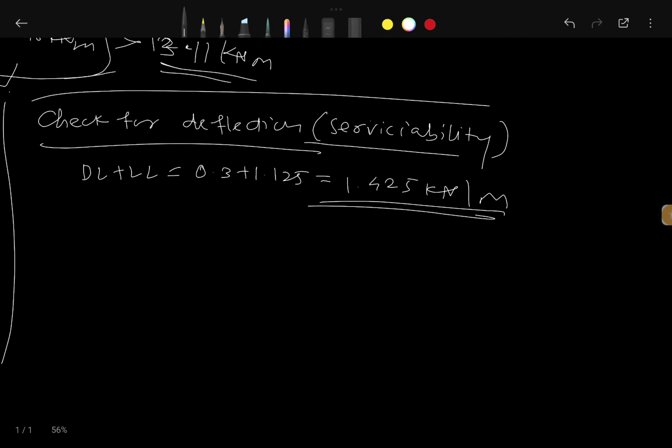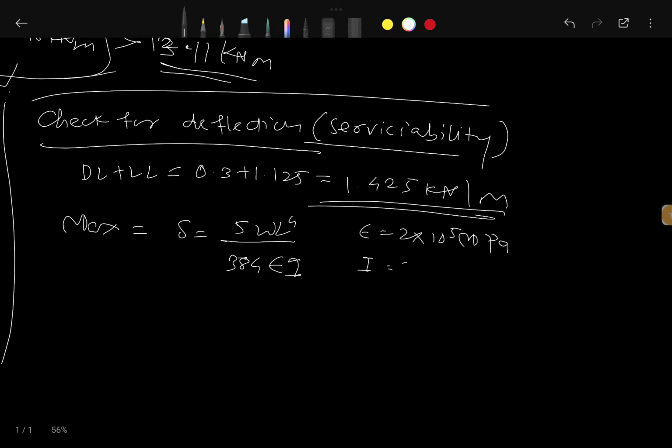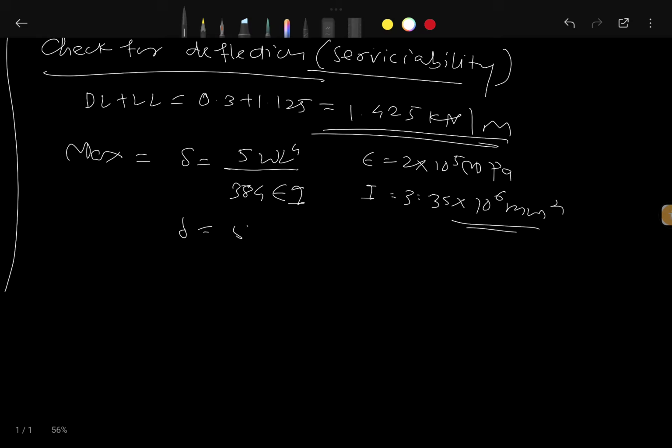Okay, the maximum deflection in a simply supported beam, the formula is 5 WL raised to 4 divided by 384 EI. Okay, here E is equal to 2 into 10 to the power 5 MPa. I is equal to 3.35 into 10 to the power 6 mm raised to 4. If we put this value into the given equation, then we can get maximum deflection.